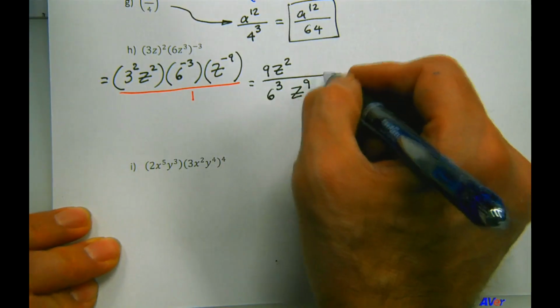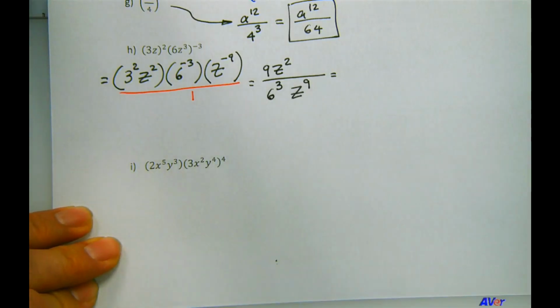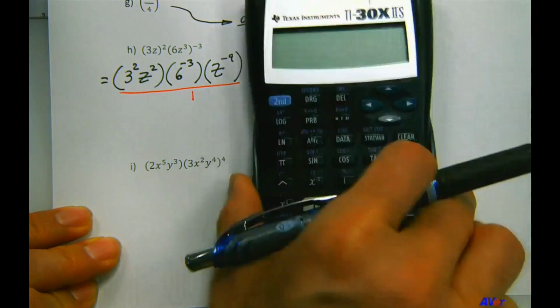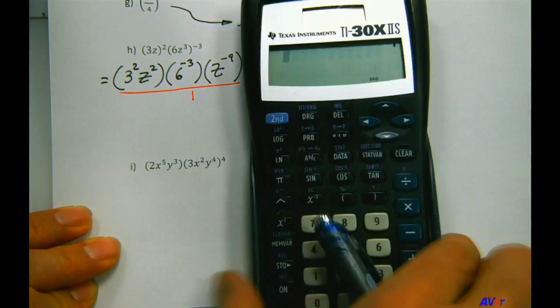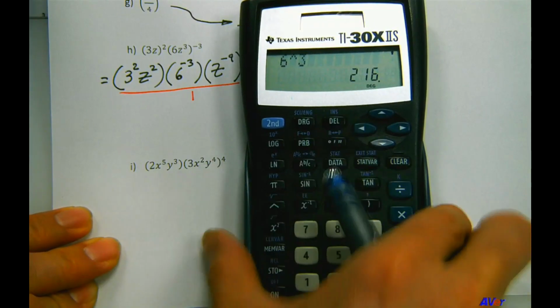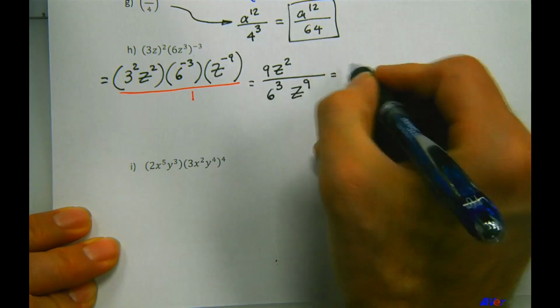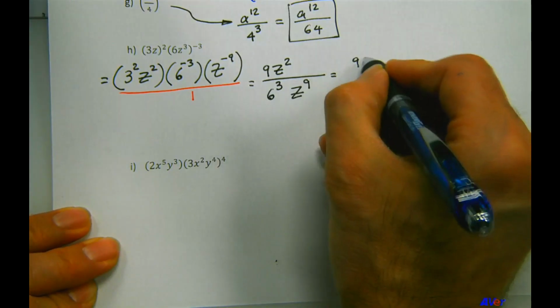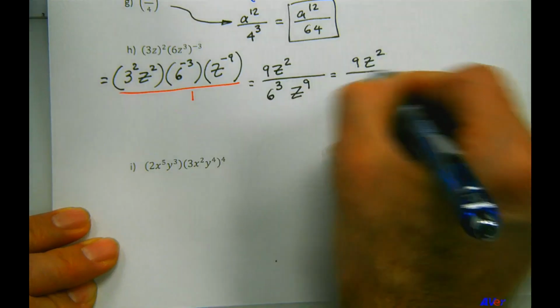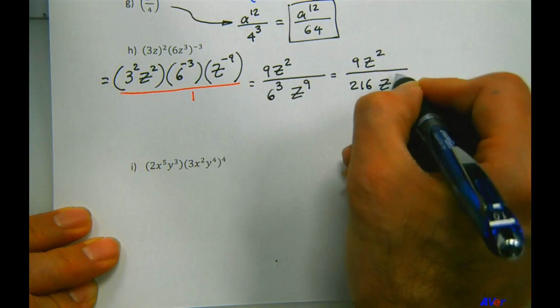Okay? Do we want to leave this like this? Absolutely not. Because, first of all, we have 6 cubed. Let's see what 6 cubed is. 6 cubed, 216. Okay? So we have 9z squared over 216 z to the 9th.